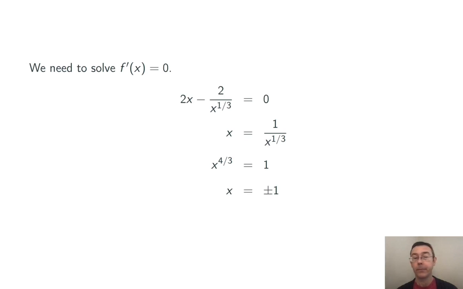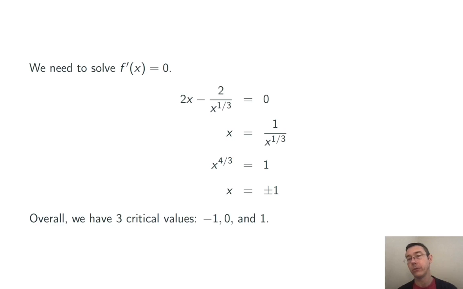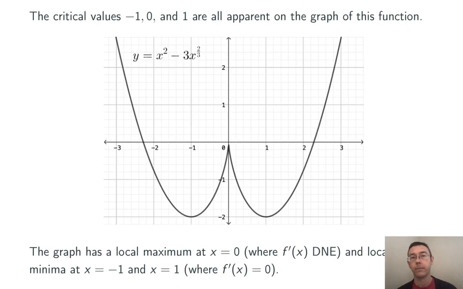Taking the third power of both sides and the fourth root, we get x equals plus or minus 1. Notice because I'm taking an even root, I do need the plus minus in this case. Both plus and minus 1 make the derivative equal to 0. They're both critical values. Overall, we have 3 of them: x equals negative 1, x equals 0, and x equals 1.